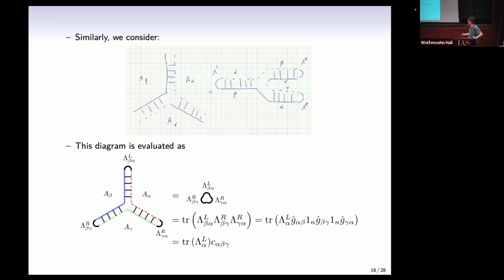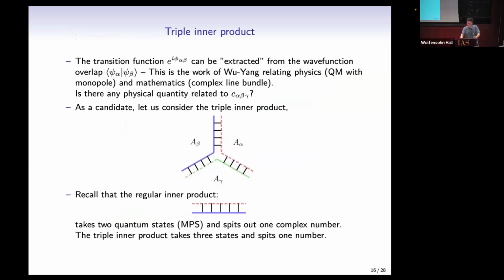As we follow this calculation, we can check that this triple inner product extracts this U(1) phase C alpha beta gamma. So this is very analogous to the regular inner product between different patches, which extracts the gauge transformation.